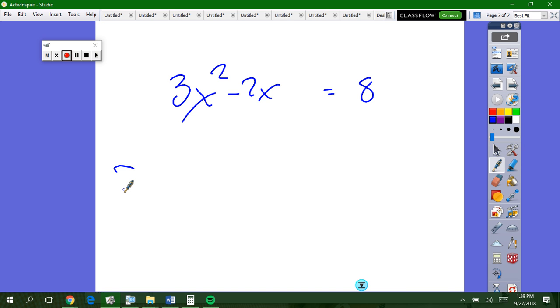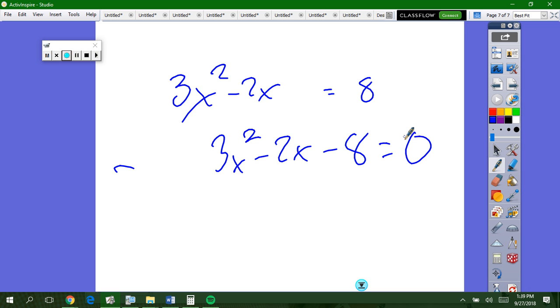Can we make it equal to 0? I would suggest if it's not equal to 0, make it equal to 0. What does that look like? Looks like we can factor.